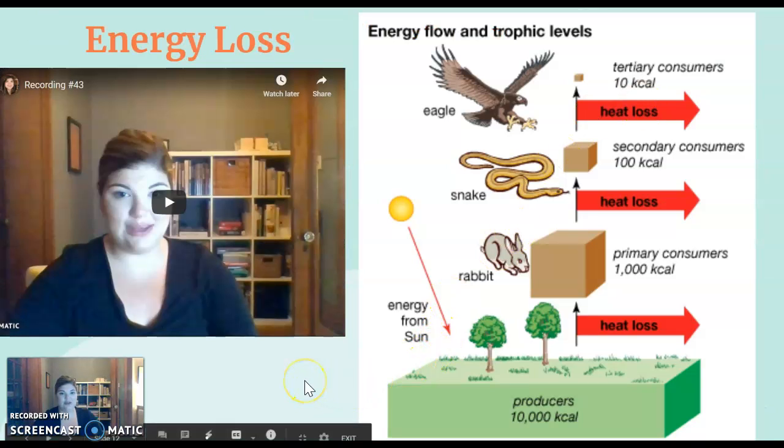Looking at energy loss, so why does the rule of 10 exist? Why is only 10% of energy being transferred from one level to the next? And the main source of energy loss is due to heat loss. So when organisms are just going about their day, they are releasing heat as they produce their bodily functions, and that's a reason why we don't have as much energy carry over from level to level.